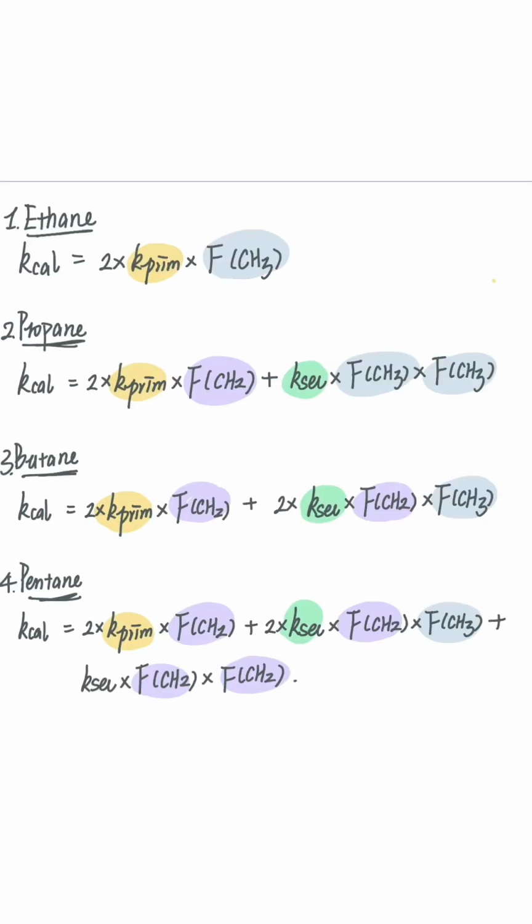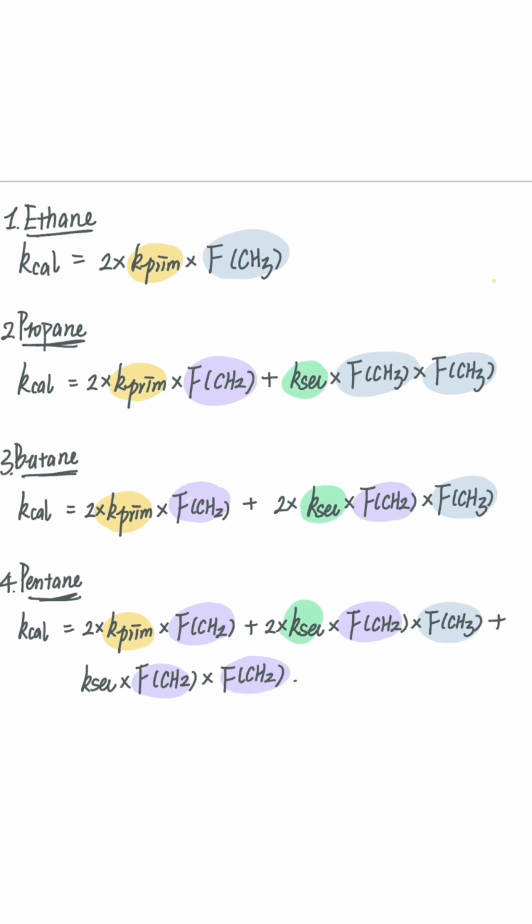So now we have the equations of these four VOCs, and fortunately, the real rate constants of these four alkanes at 298 K have been determined by scientists in the lab. Knowing these values, we can actually calculate the K prime, K sec, FCH2, and FCH3 parameters. And after knowing the true values of these four parameters, we can calculate the rate constants of all straight-chained alkanes in the atmosphere.